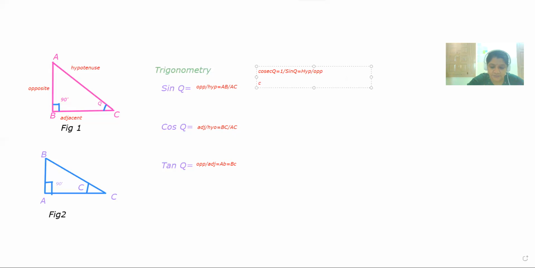We have next secant theta, which is the inverse of cos theta. We know that cos theta is equal to adjacent by hypotenuse. So the inverse of cos theta would become hypotenuse divided by adjacent. The last, under this, is cot theta. The inverse of tan theta is cot theta. So it is given by 1 divided by tan theta, which will be equal to adjacent divided by opposite.